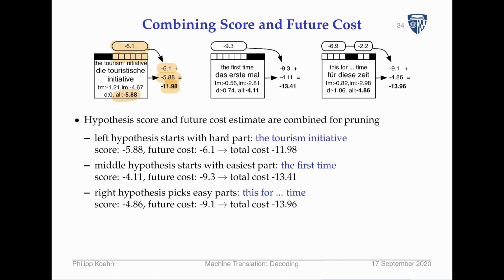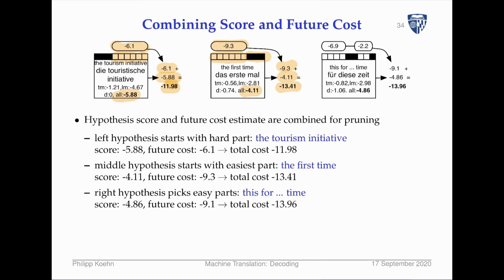While for this translation here, where we started with the easy part, the cost so far is lower, but we still have to translate this part here, and it's quite expensive, 9.3. So when we add up these two numbers, it's actually worse.